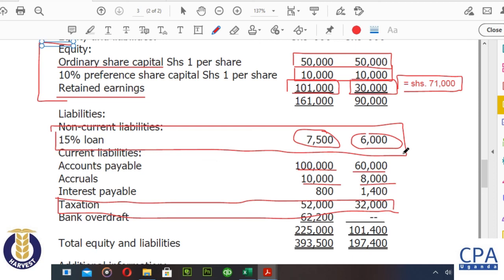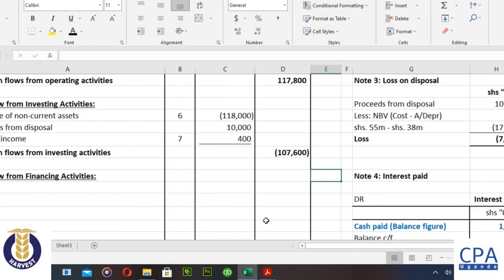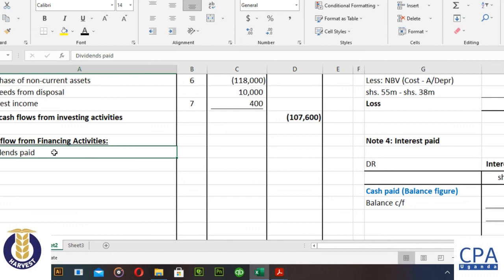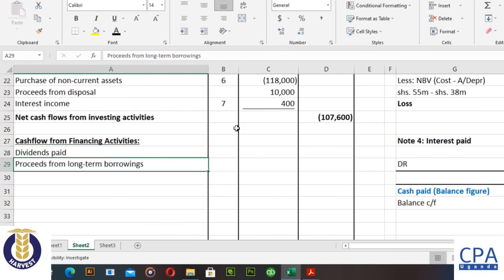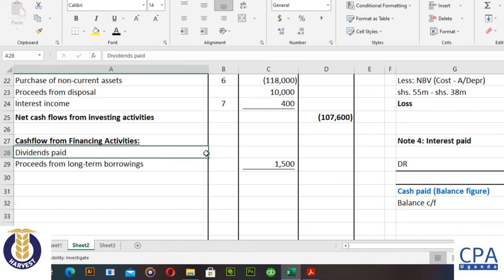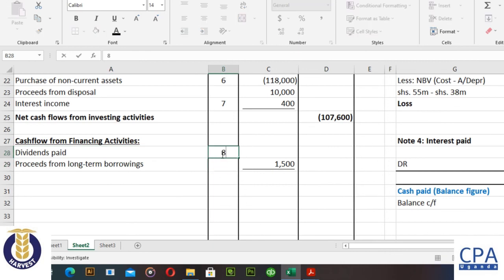So the difference here is 1,500, and that should be the proceeds that we received from acquisition of the additional loan. So these are the things I'm going to bring right here. Okay, but of course the proceeds we don't need a note for it. We already know that's 1,500. So what I need to work on are the dividends. Dividends paid. So that can be my note number 8.